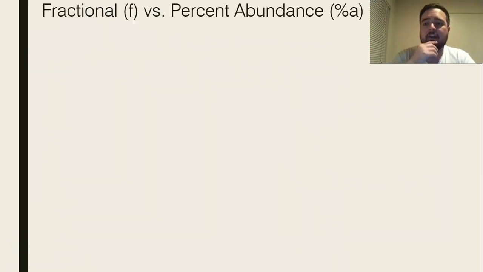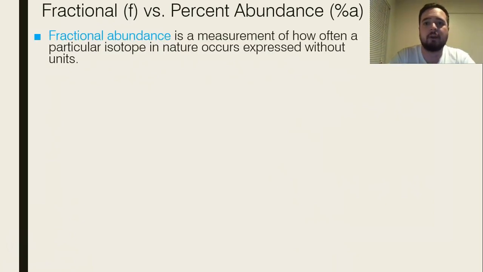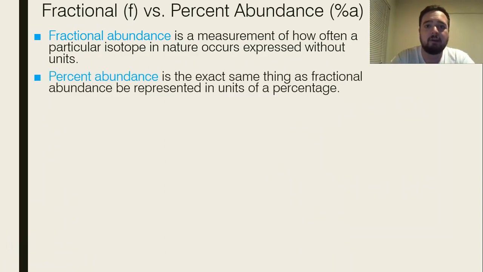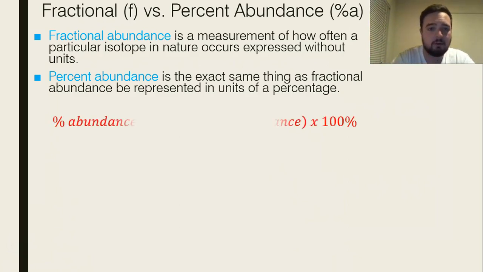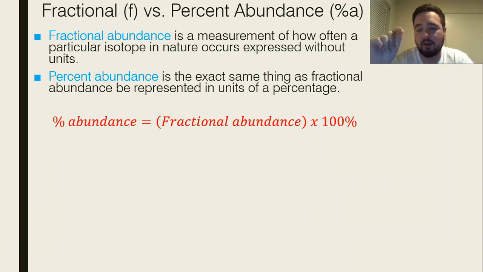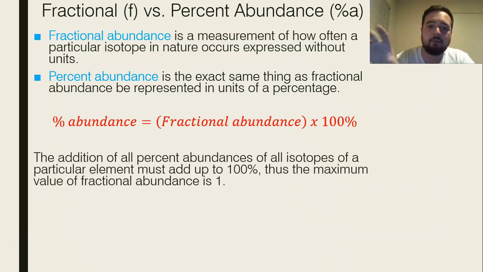Okay, so we're going to start diving into the calculations of isotopes and their associated abundances on planet Earth. Fractional abundance is a measurement of how often a particular isotope occurs in nature, expressed without units. It does not have a unit, it's just a fraction or a decimal. Percent abundance is the exact same thing as fractional abundance, but converted into a percentage: it's literally just the fractional abundance times 100%. The addition of all percent abundances of all isotopes of a particular element must add up to 100%, because you can't have some random isotope missing.